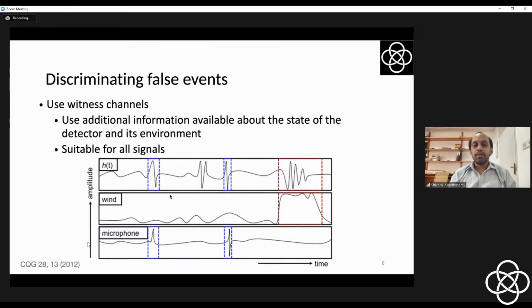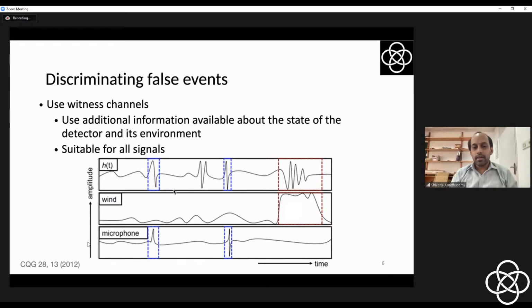If you find something in the strain channel, and there is a coincident signal in any one of the other witness channels, then we can be very confident that it was not a gravitational signal, but was produced by the environment around the site. That's why we also see a similar signal in the corresponding environmental channel.